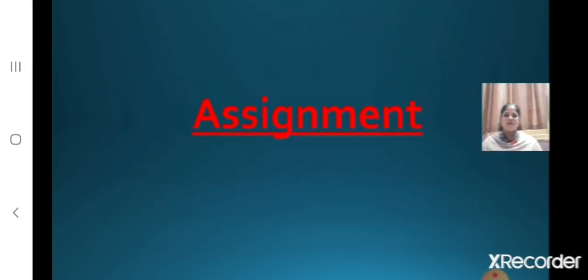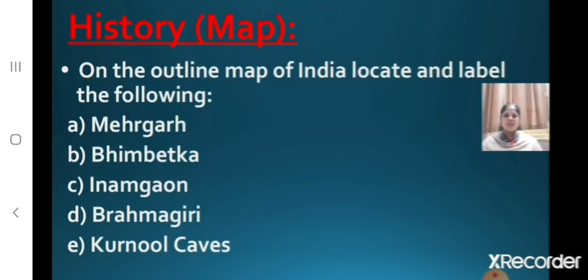Now let me give you some assignment questions that you have to do. First question is of history. Map. On the outline map of India, locate and label the following. A. Mehergarh. B. Bhimbetka. C. Inamgaon. D. Brahmagiri. E. Karnool Caves. So children, for history you have to locate and label these 5 questions.